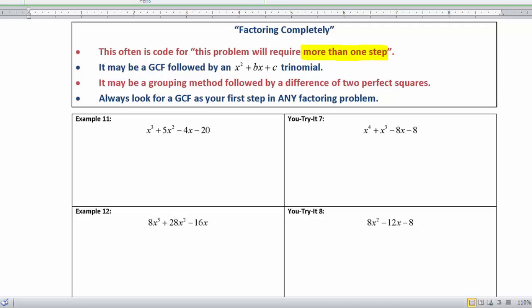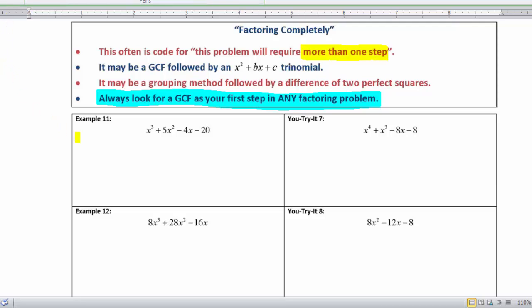But regardless of what you have, any kind of factoring problem, whether you think it's an ax squared plus bx plus c, or a difference of squares, or a sum of cubes, or even a grouping, even if there's four terms, the very first thing you should always look for, and I'm even guilty of not doing this myself sometimes, but if you don't, you end up running into problems, is a GCF. You always look for a GCF as your first step in any factoring problem, because if nothing else, it simplifies the problem. It cuts down the numbers a little bit, and cuts down the exponents a little bit. So the first thing you should always do, without question, is look for a GCF.